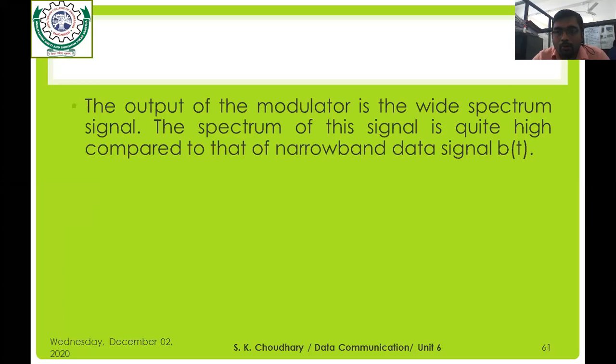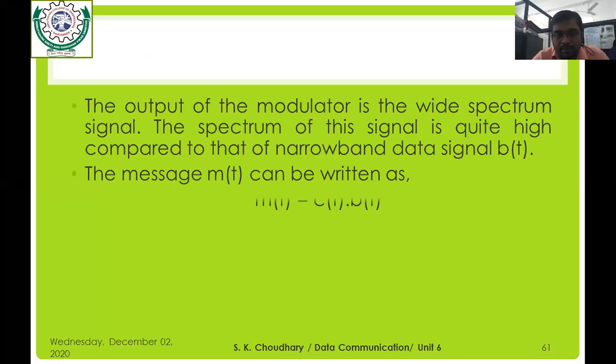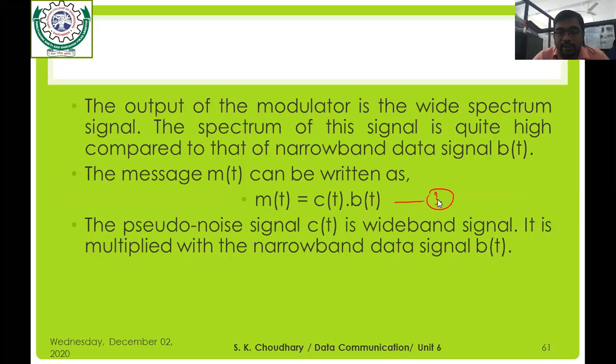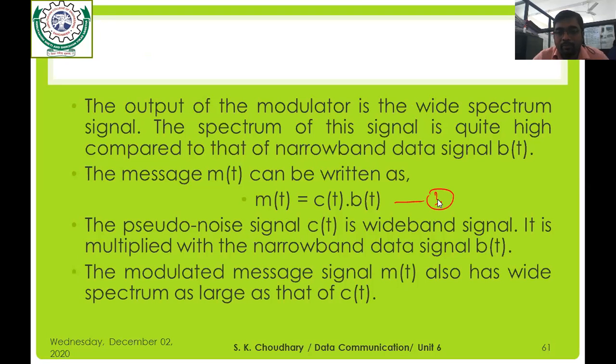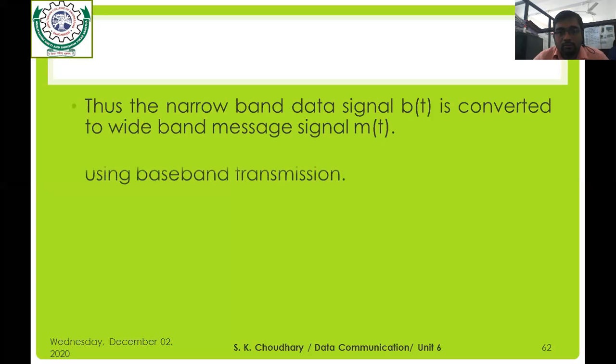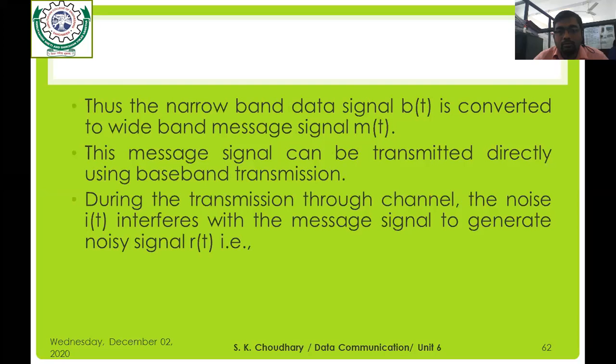Okay, so I hope all of you have noted down this diagram. So further you have to see the output of the modulator is a wide spectrum, and the message signal is represented as here the output of the product modulator, that is m(t) is equal to c(t) into b(t), and the pseudo noise signal c(t) is a wide spectrum signal, it is multiplied with the narrow band b(t), that would make m(t) again a very wide spectrum, and this m(t) would be transmitted through the channel where it would be interfered by some interference signal or noise, and this i(t) would interfere with the signal m(t), generating the signal r(t). So r(t) is what? It is m(t) plus i(t).